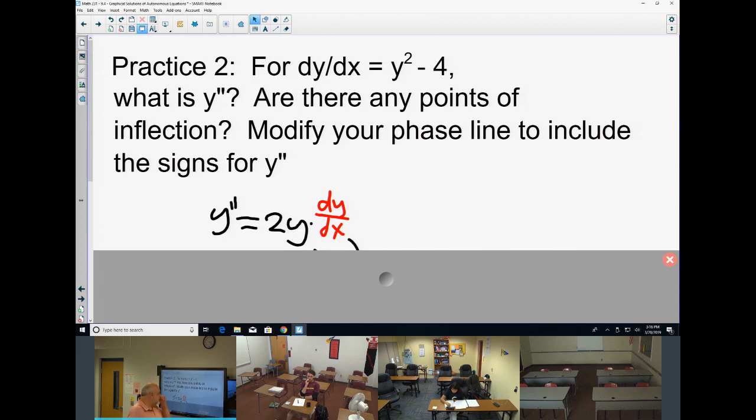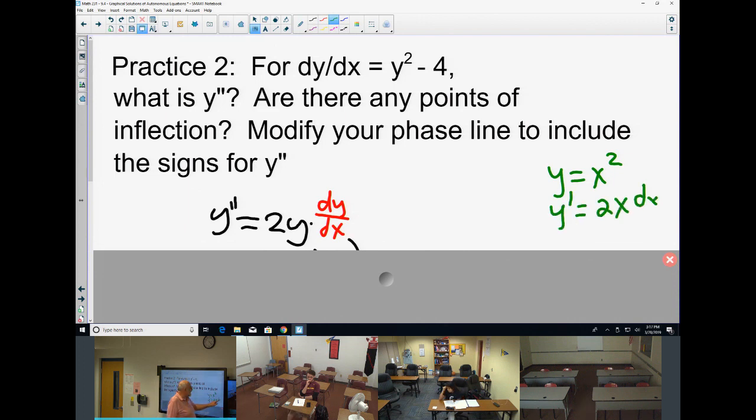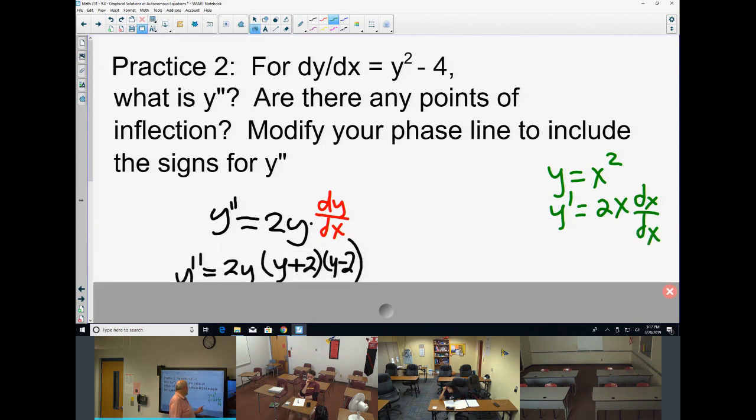And the reason is because you're taking the derivative with respect to x. So let's say I had y equals x squared, then y prime is 2x, and then you can think of it as dx/dx. But if you have, well, let's do it this way.